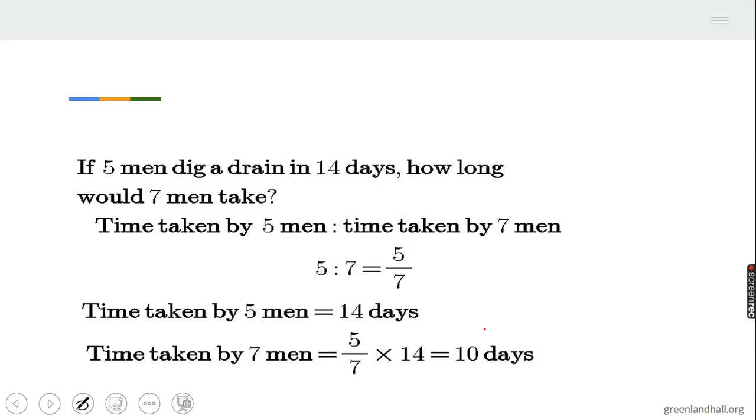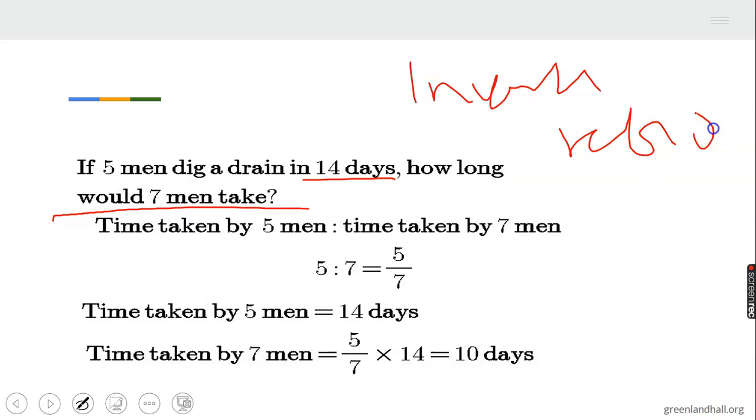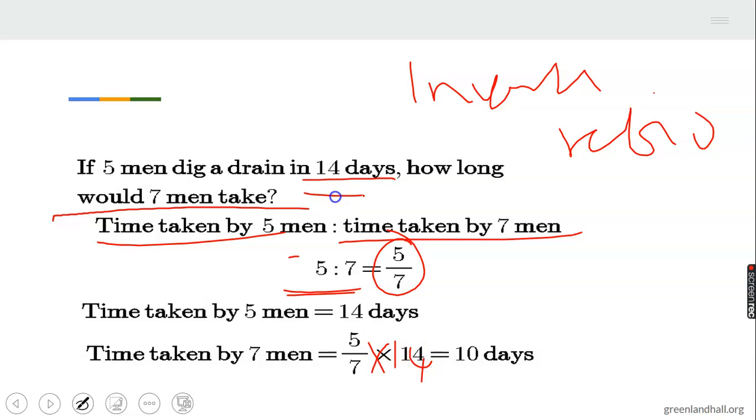If 5 men dig a drain in 14 days, how long would 7 men take? Also, this is an inverse ratio. The time taken by 5 men to the time taken by 7 men, this is the ratio. You can see our fraction is a proper fraction. Now the time taken by 7 men will be equal to 5 all over 7 times 14, the 14 you are given.